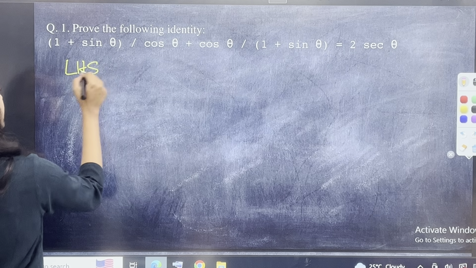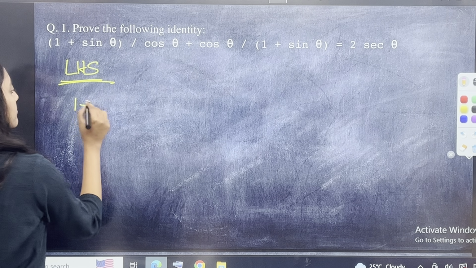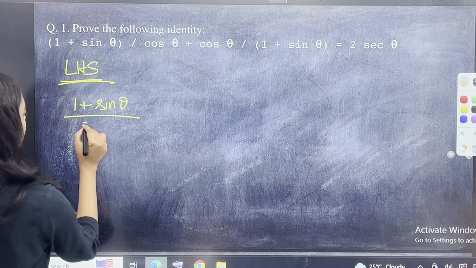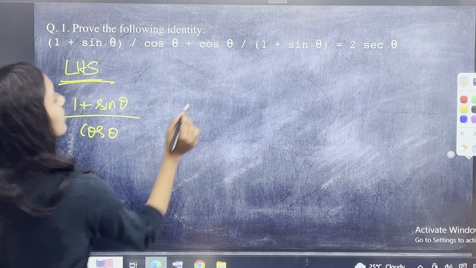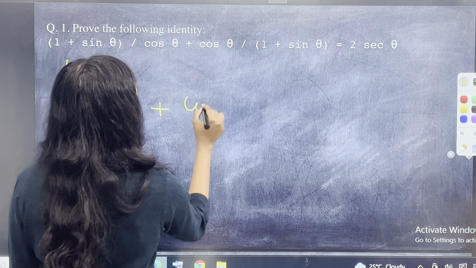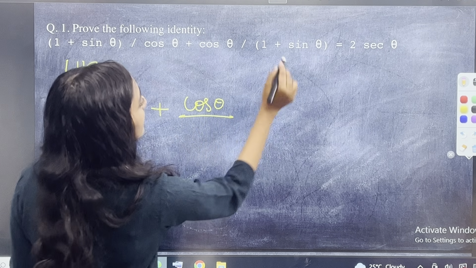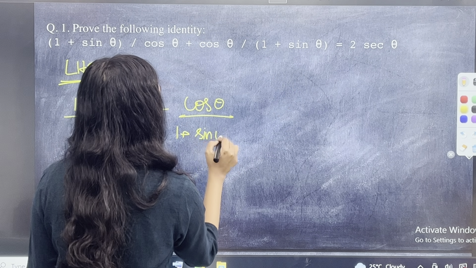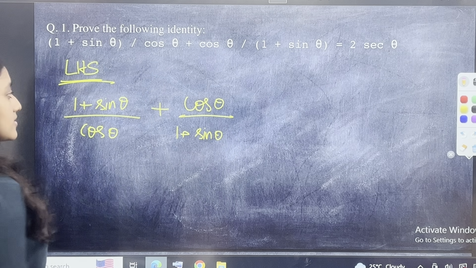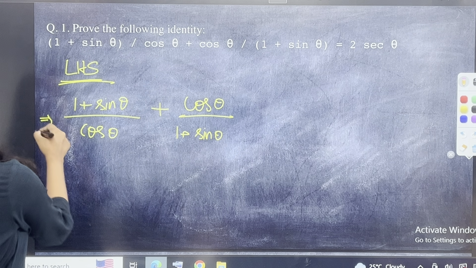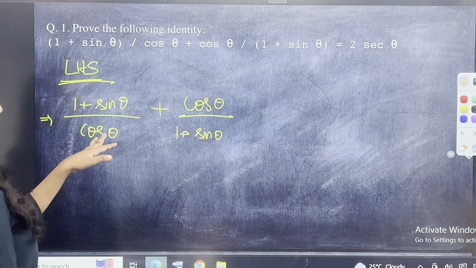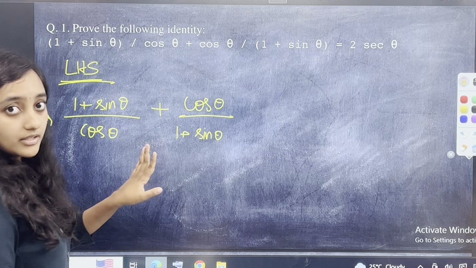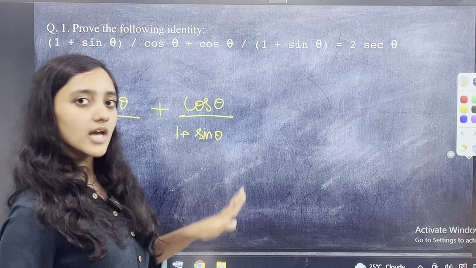So LHS says that 1 plus sine theta divided by cos theta plus cos theta divided by 1 plus sine theta. That is your LHS, right? So how would you start proving this? You can see that एक का denominator है cos theta, एक और का denominator है 1 plus sine theta. Most of the time in most of these questions क्या करना पड़ता है?